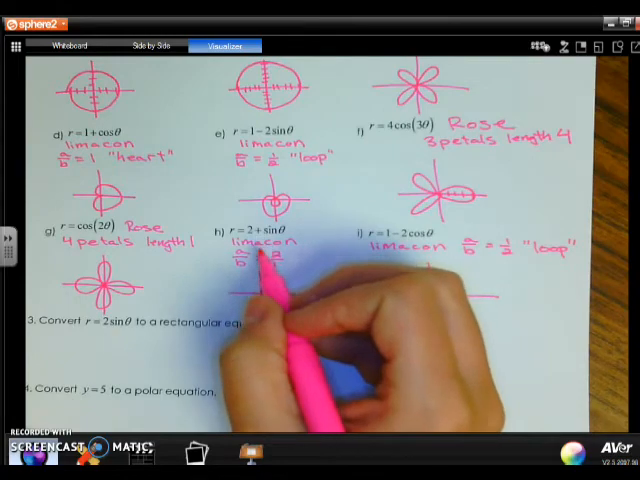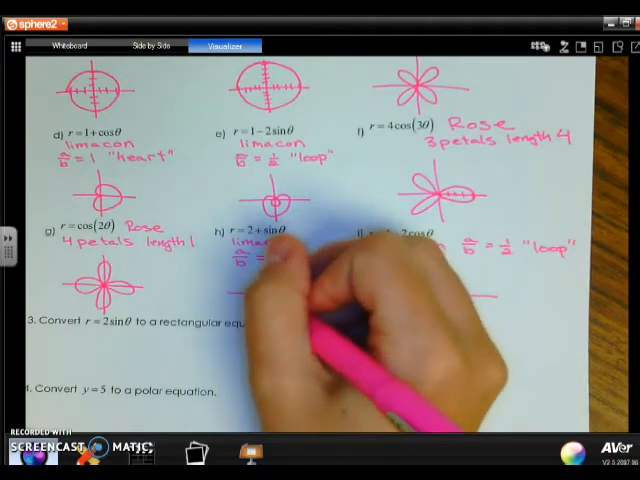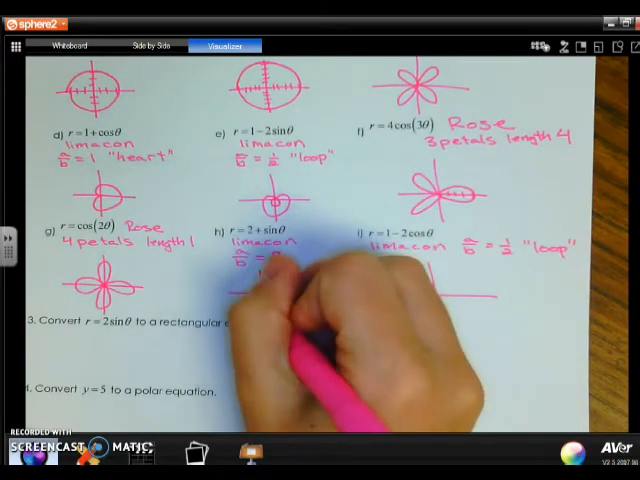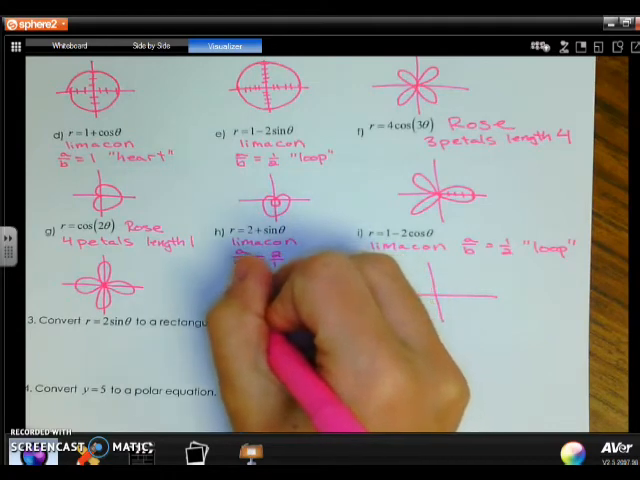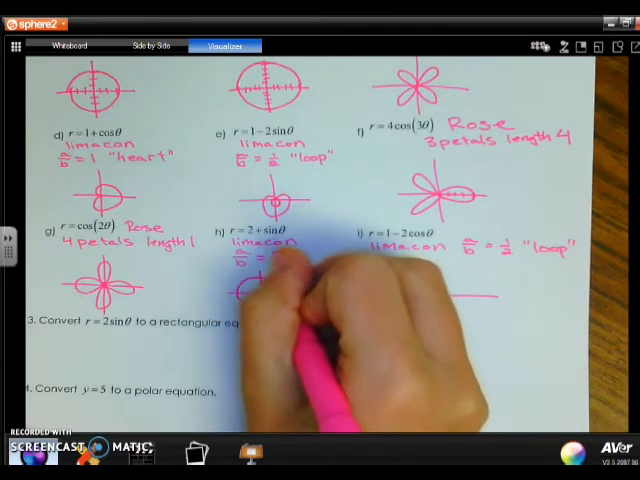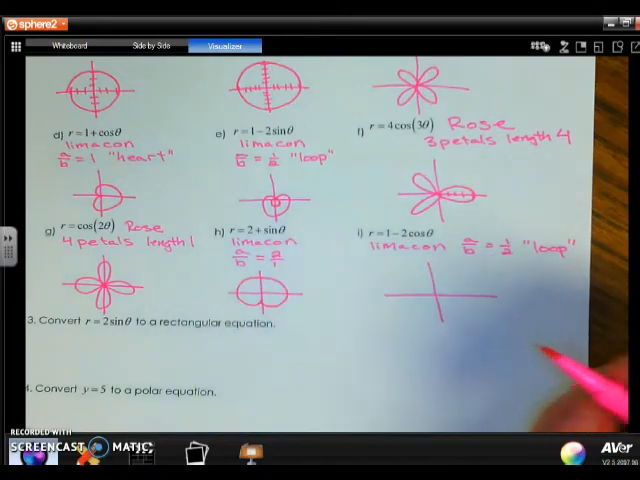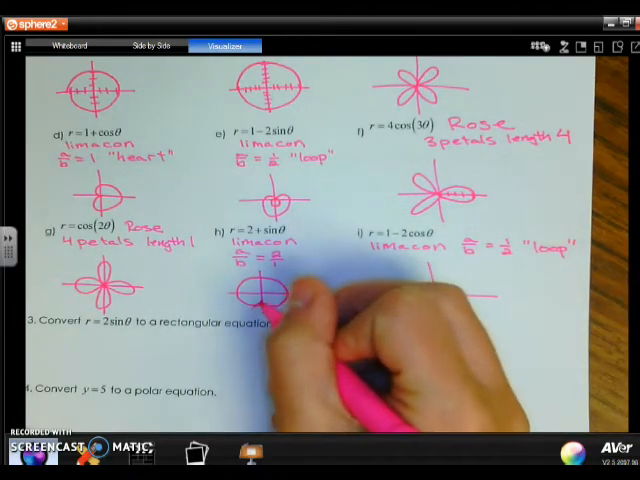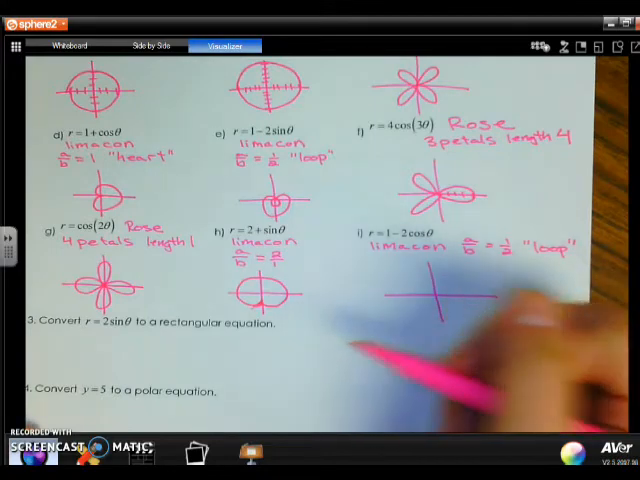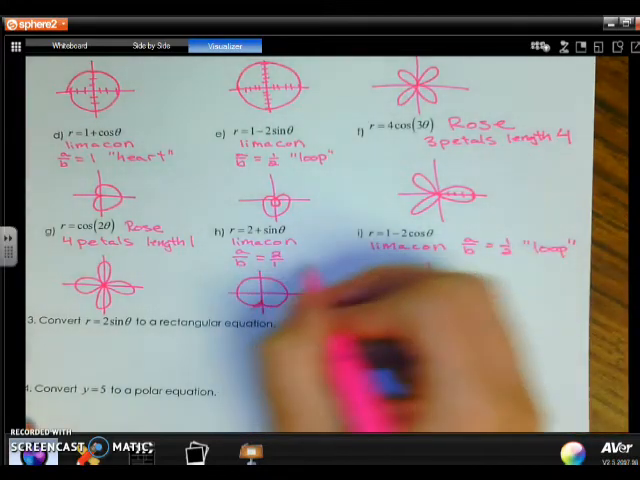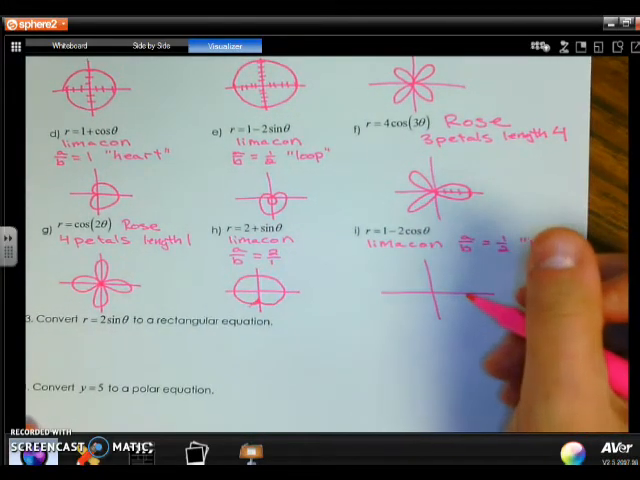This one's going to be primarily above. It's barely, it's not really a heart. It's more of just a little dimple in there. That was not really a great drawing of that one, but it's more of just a dimple there. It almost looks like a circle.